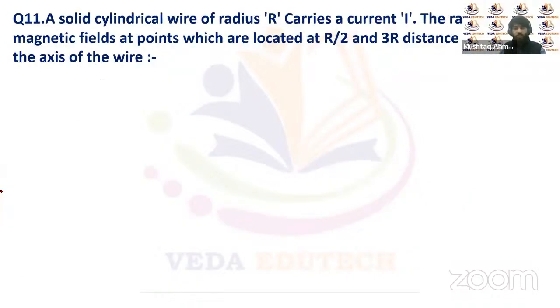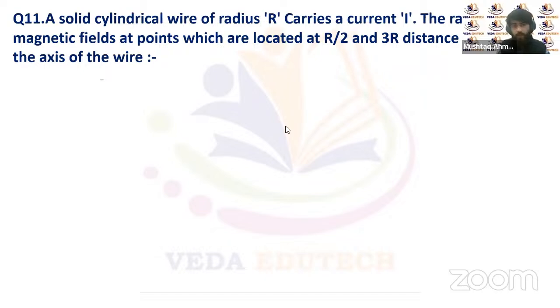Now let's move on to question number 11. A solid cylindrical wire of radius r carries a current I. The ratio of magnetic fields at points which are located at r by 2 and 3r distance away from the axis of the wire. So we have to find the ratio of magnetic fields at points which are located at r by 2 and 3r distance away from the axis of the wire.